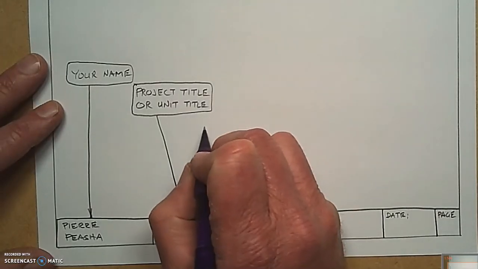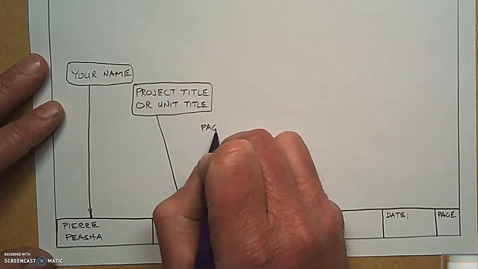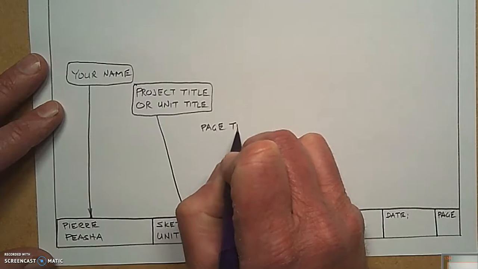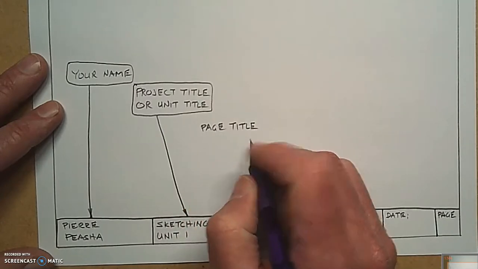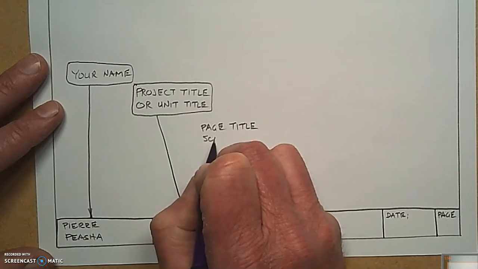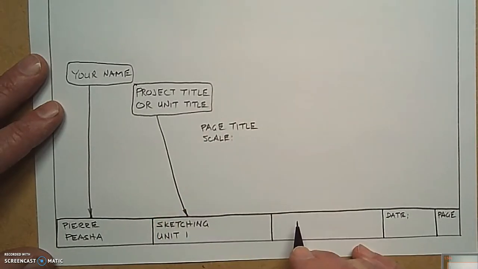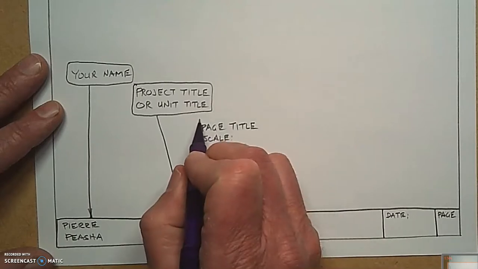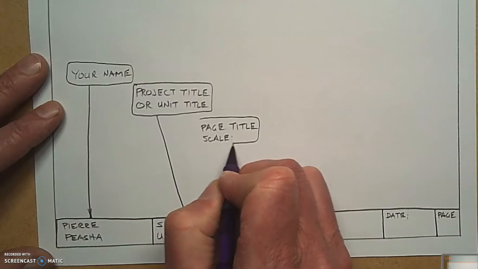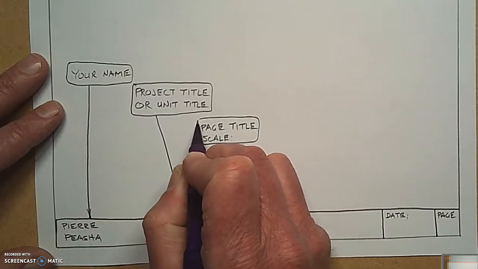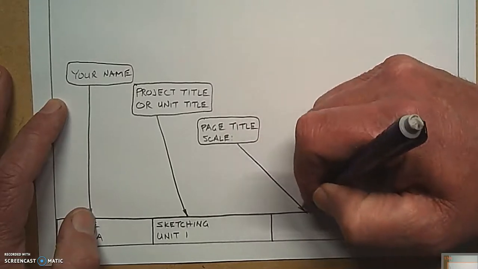Below this, I want you to write the page title. And then below that, I want you to write the word scale. Now, let's go ahead and try to draw a box around this, a square. I'm getting better. Hopefully you are too. And I'm going to draw an arrow that points to that box.